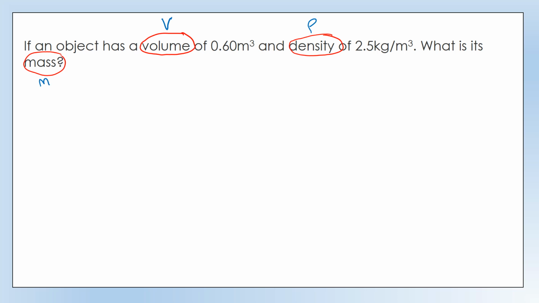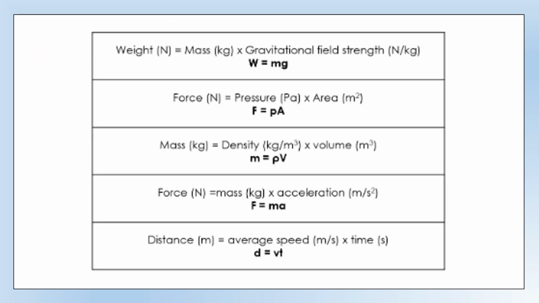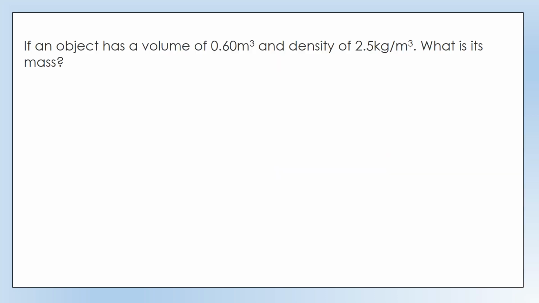So let's go to our equation. What do we have? The third one down. We've got mass, density, and volume. So mass is calculated by multiplying density and volume. It's really good news because we're trying to calculate mass, so all we're going to need to do is stick in our numbers.